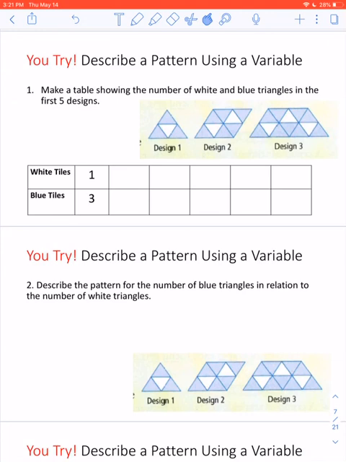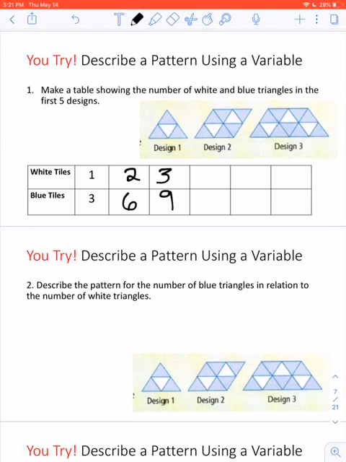All right, so moving on. Hopefully you've done the you try already. Describe a pattern using a variable. Make a table showing the number of white and blue triangles in the first 5 designs. This question is almost identical to what we just did, but it's just a different design. So we've started our table with white tiles. The first one has 1 white, 3 blue. The second one has 2 white, 6 blue. The third one has 3 white, 9 blue.